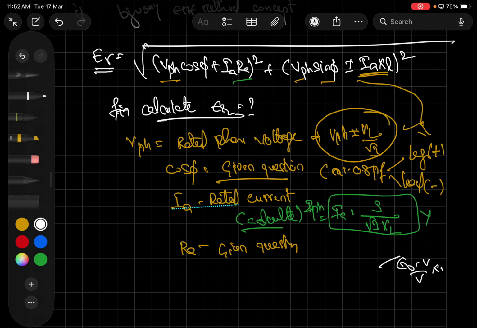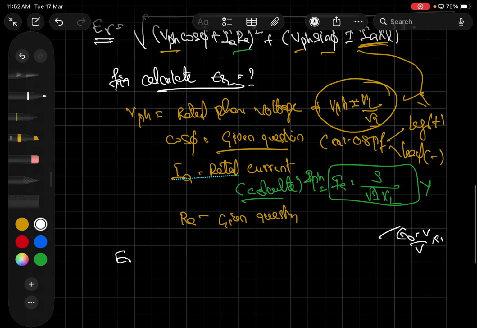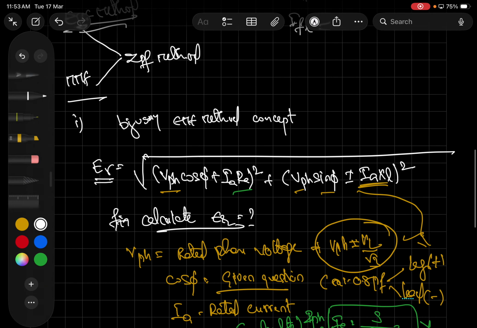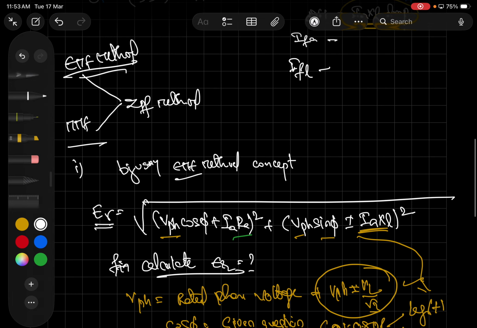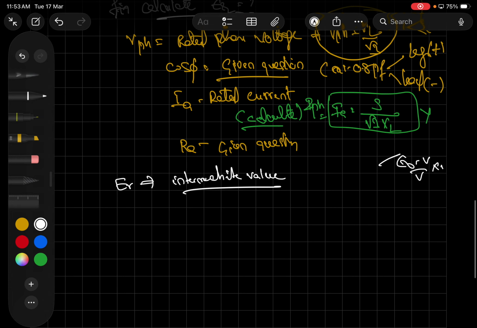But to get the more accurate value here, I'm not just stopping here. I'm considering this ER as an intermediate value. So up to now, what we are doing here, we are implementing which method? EMF method in ZPF. Once it is done here, now I will try to implement MMF method.